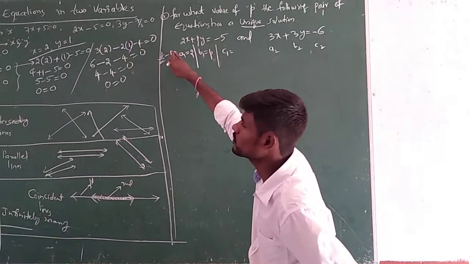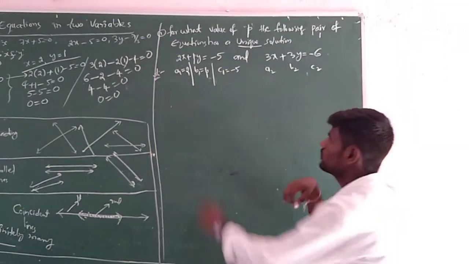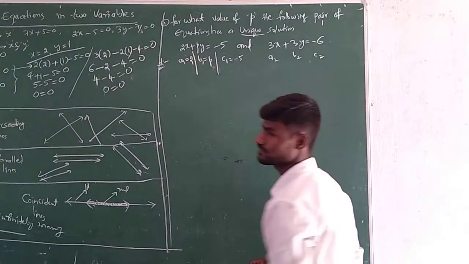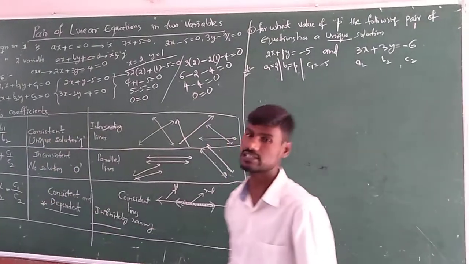C1 you may write. If you take it to the opposite side, it becomes 5. Minus, otherwise you may take it here also as minus, but you better take it to the opposite side. If you take it to the opposite side, that becomes plus 5. Okay? So you have to proceed with the standard form, plus C1, plus C2.